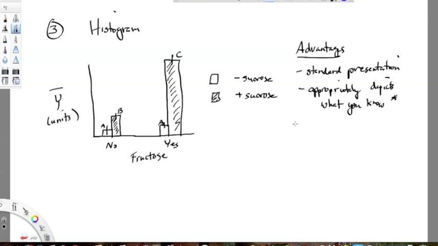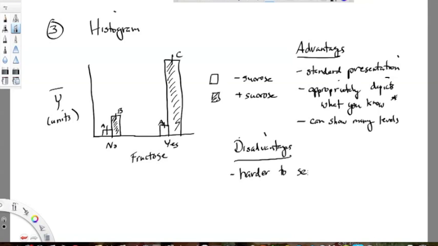Okay. Also, we can show many levels. So I've shown a 2 by 2 here, but we could have more bars than that. We could have three bars in each no fructose, or 4 bars in each if we had multiple levels of sucrose, fructose. We could show a lot of histogram bars here, right? So good. That's helpful to be able to do that. Now, naturally, there are some disadvantages to this kind of approach. One real disadvantage, I think, is that it's harder to see the interaction.